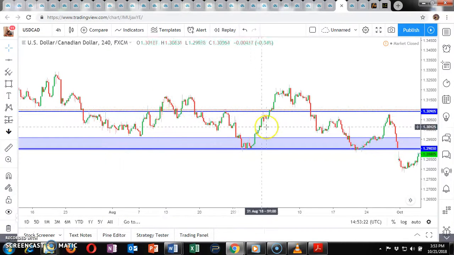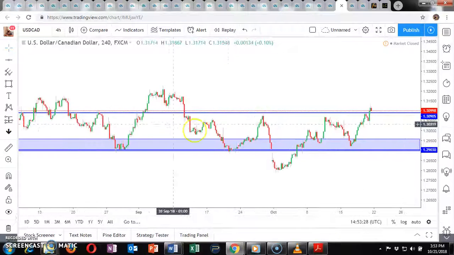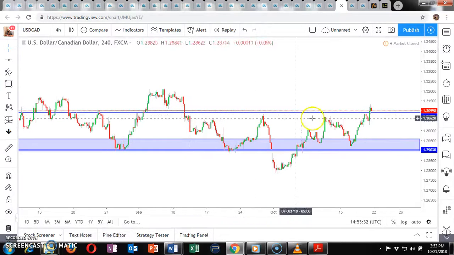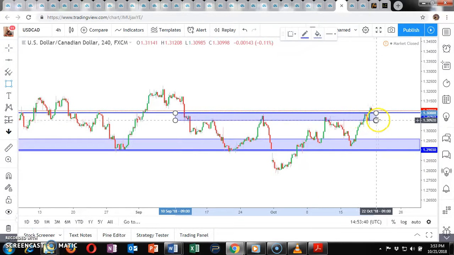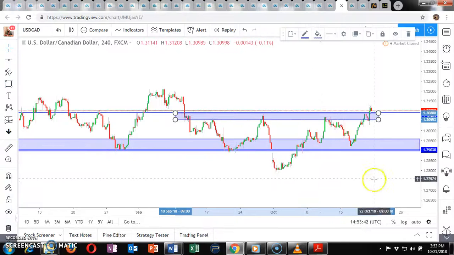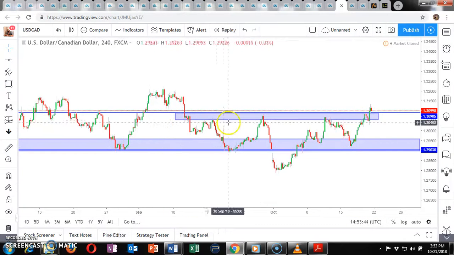It came back to test it as resistance, it broke, came back. But basically, you understand what I mean now. It came here to test this line as a resistance, it couldn't break it, and it came all the way back here, tested it once, twice, 3 times, 4 times. The reason I'm calling all this out is because I see an area of resistance and not just a line. Now, you see that area?